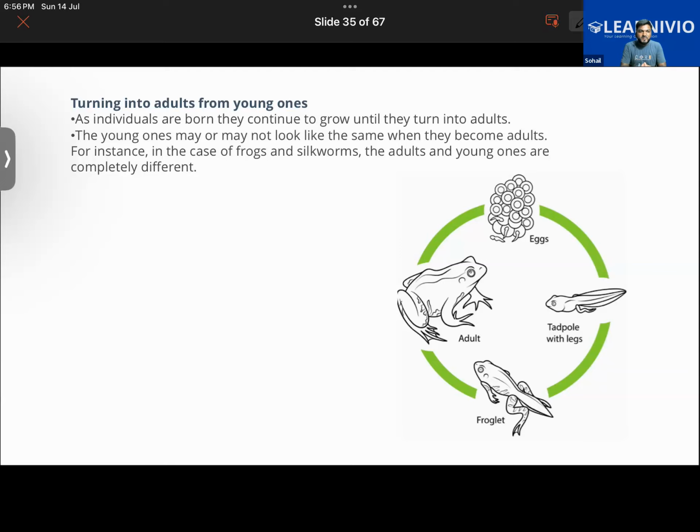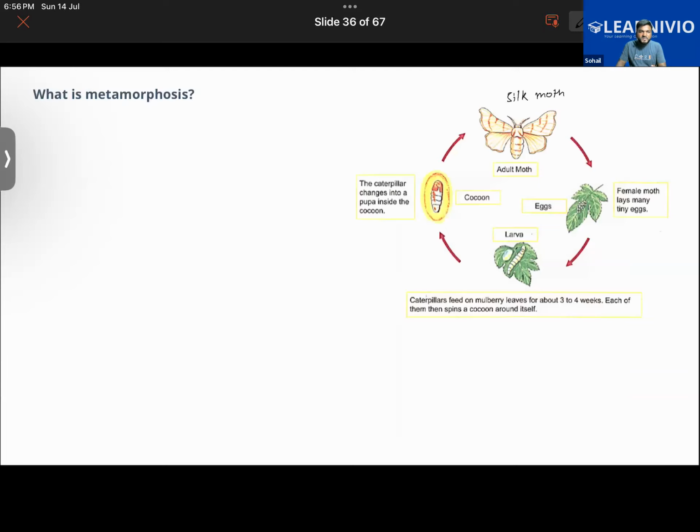Like first of all, as you can see in this image, consider the example of the silk moth. Here we see that first of all, the female lays the eggs on the leaves, right? These eggs further grow into the larva. Furthermore, the larva converts into a caterpillar. Then this caterpillar converts into the adult moth. So what we see here is that this silk moth is going through transformation in its life cycle.